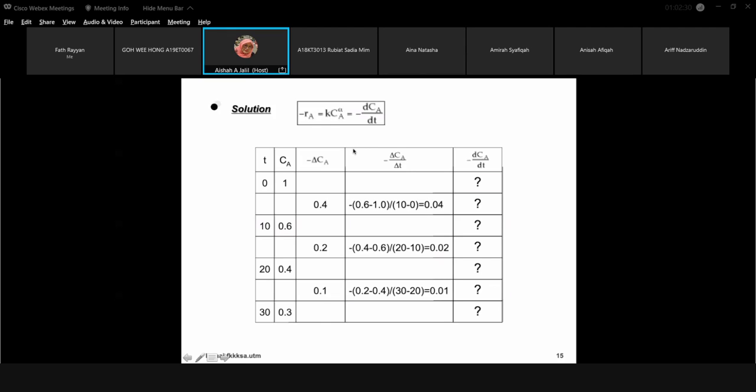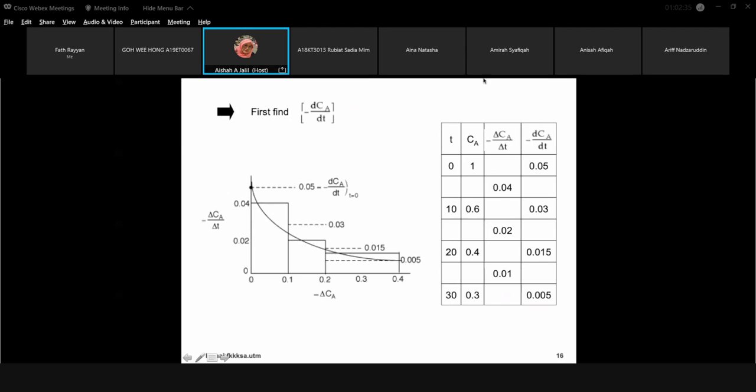Okay, to find the dCA per dt, how to find the dCA over dt? Like I said before, you use the histogram. You can use the histogram if the histogram has the same interval tau. If different, you cannot. You see, this is the same: 10, 10, 10. Okay, you can put like this histogram. You draw the curve and then you get this one.